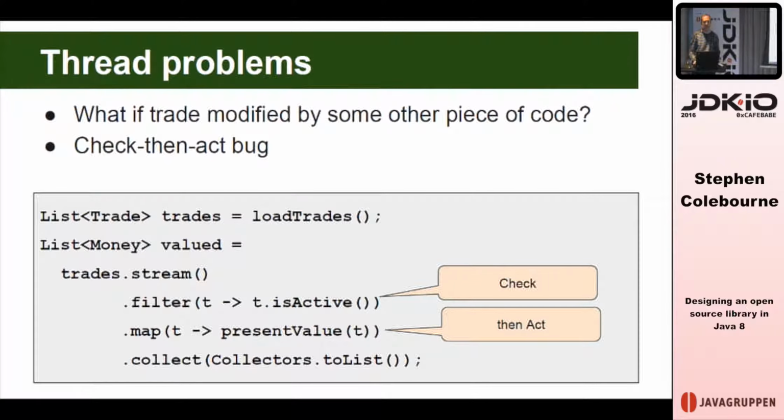Here I am using a stream, just as we saw before. We're checking to see if the trade is active, and if it is active, we're calculating the present value.